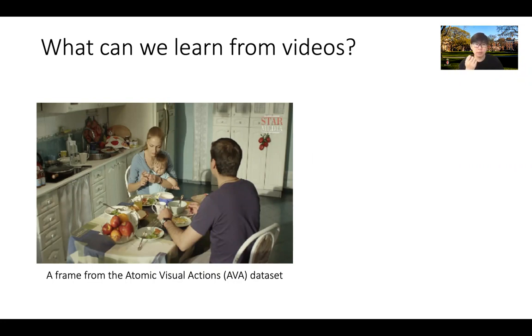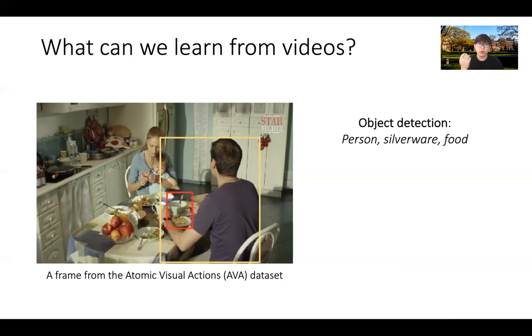This is a frame taken from the Atomic Visual Actions dataset. From this single frame alone, we can build machine perception detectors or classifiers to recognize a lot of concepts. Examples include object detection, where we can ask the algorithm to detect person, silverware on the plate, on the table, or food on the plate. We can also detect actions such as sitting, eating, and talking.